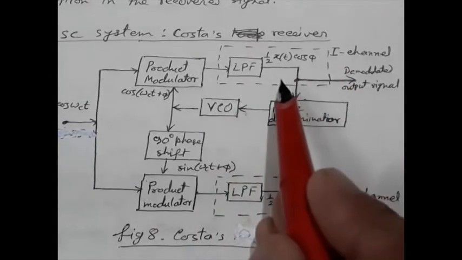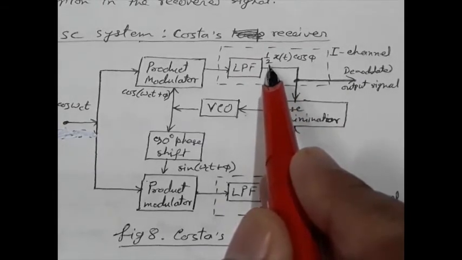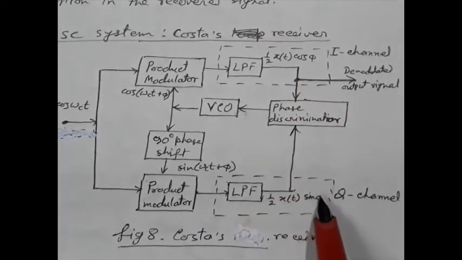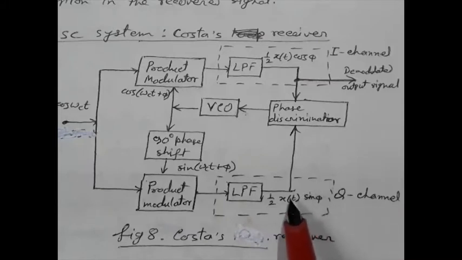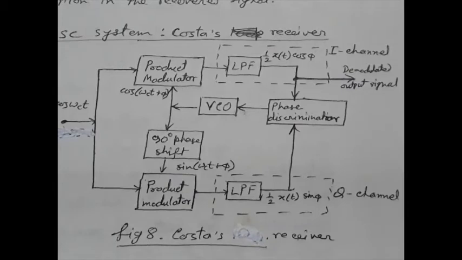So in the upper part, the output of the low pass filter is multiplied by cos phi, and in the Q channel the output of the low pass filter, the original message signal, will be multiplied by sin phi. Now try to understand the basic operation of Costas loop.